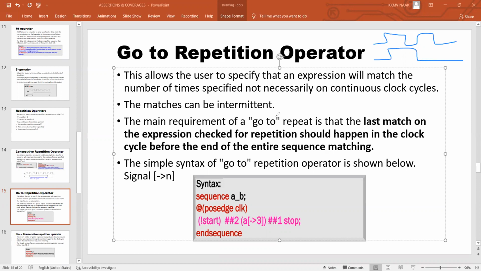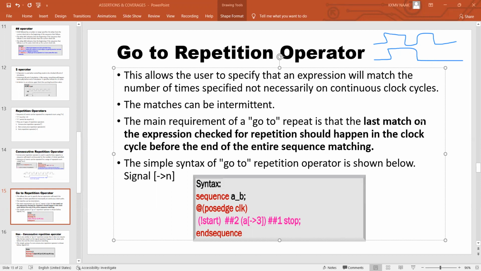We can find some discontinuities. In a similar way, non-consecutive means we can find some discontinuities in our signal. The same applies for your go to repetition operator also. But the only difference between the go to repetition operator and the non-consecutive repetition operator is this line.